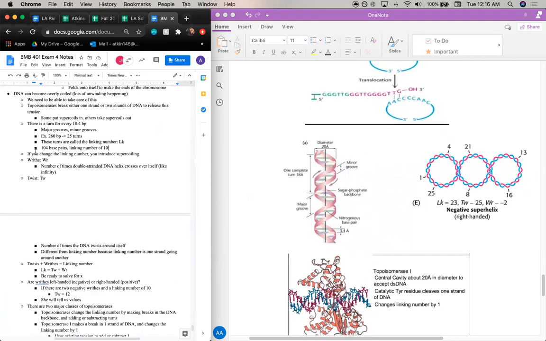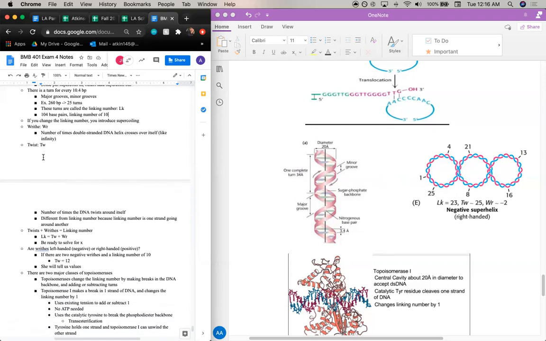Okay, so the first type of supercoiling we're introduced to is a writhe, I think it's called. And it's the number of times a double-stranded DNA helix crosses over itself, like the infinity signs. I kind of have this here. The writhes are like here and here.